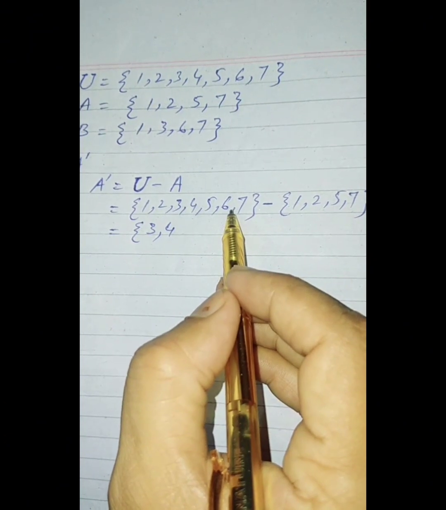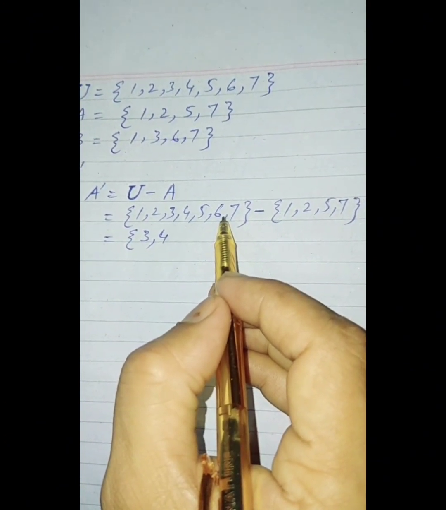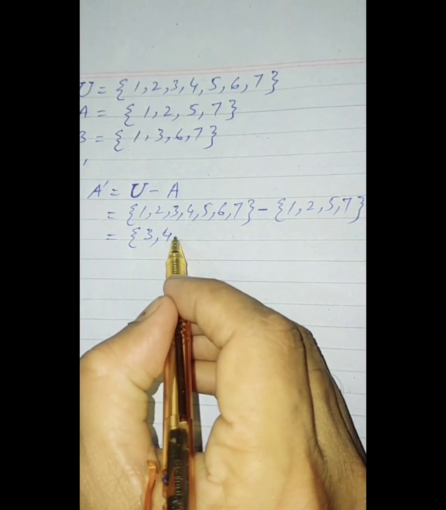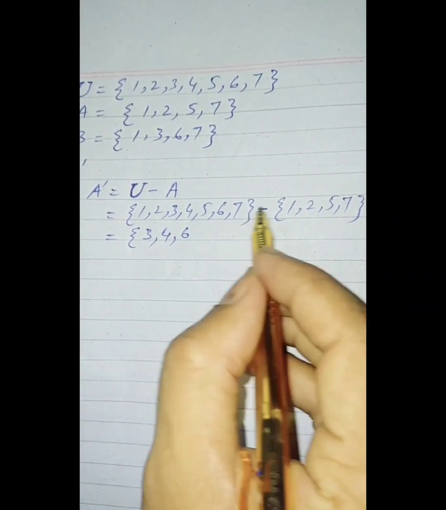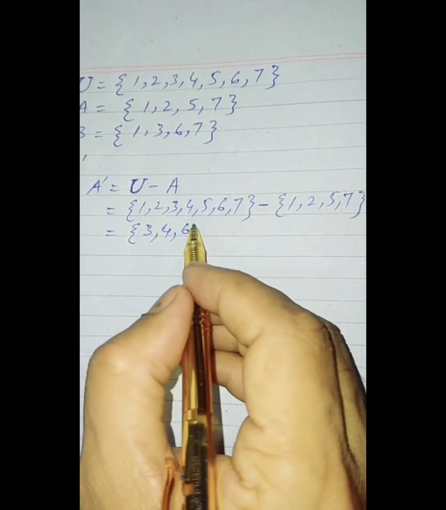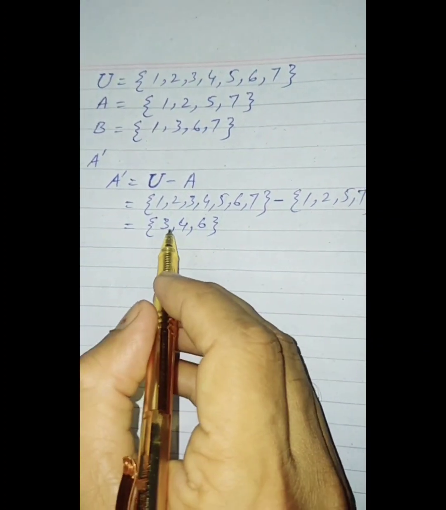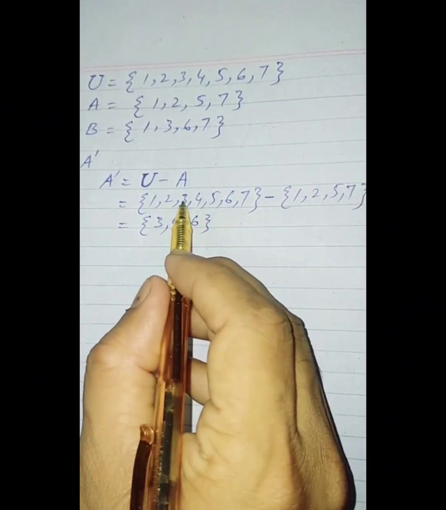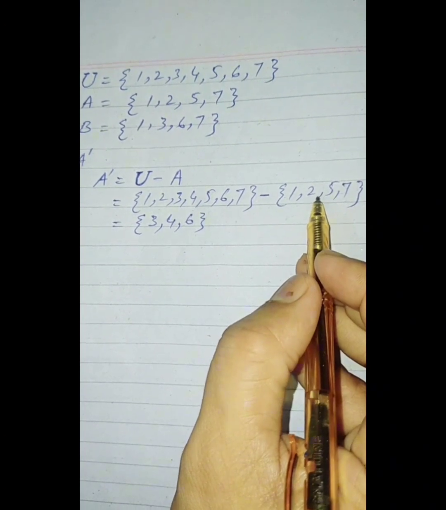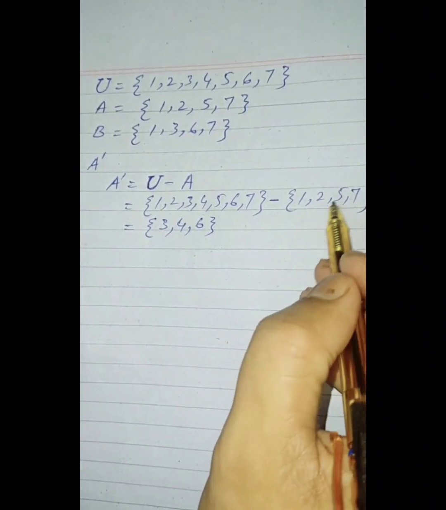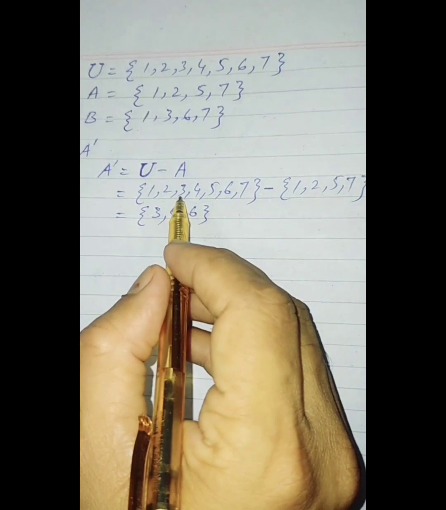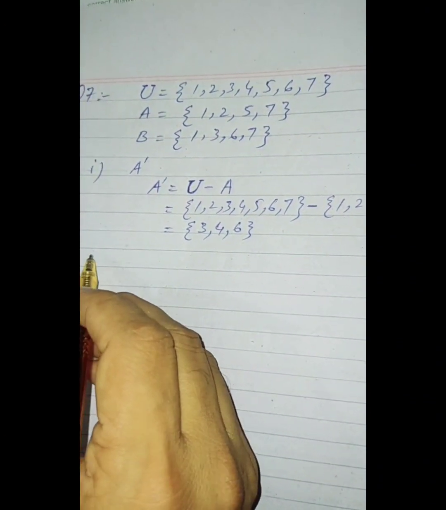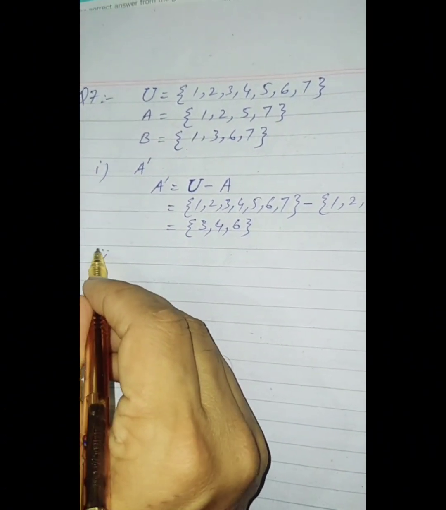6 is not a member of set A, so we will write 6 here. 7 is a member of set A, so we will not write 7. So this is the set of A complement, whose members are those members of the universal set which are not present in A. Simply you can say we will subtract these members from the universal set.